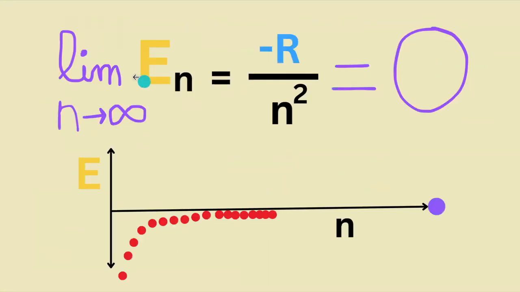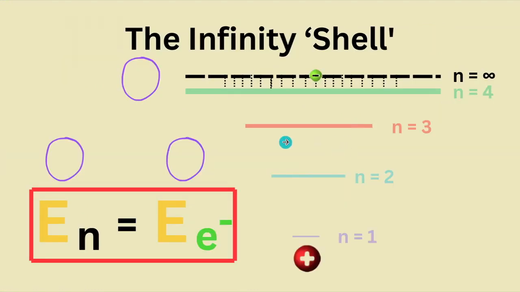Now let's take the limit of this equation as n approaches infinity. In other words, we plug in larger and larger values of n until the energy values we churn out are so close to zero, but still negative, that it essentially gets to zero. This is what's called the infinity shell. It has zero energy, and thus if our electron occupies this theoretical shell, the electron will also have zero energy.